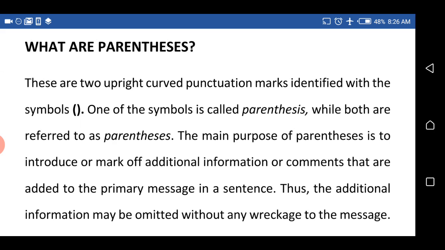I believe you can see the spelling is different. The singular is different from the plural. Now, the main purpose of parentheses is to introduce or mark up additional information or comments that are added to the primary message in a sentence. Thus, the additional information may be omitted without any wreckage to the message.